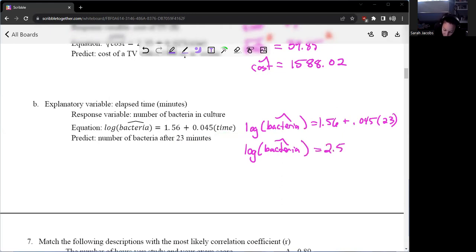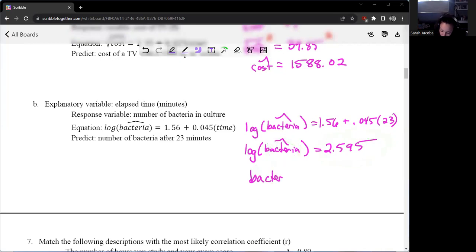is 2.595. The inverse of log is raising both sides, or raising this to the 10th power. Remember, the base of log is 10 unless otherwise specified. So we're going to say 10 to this power gives us the predicted number of bacteria.